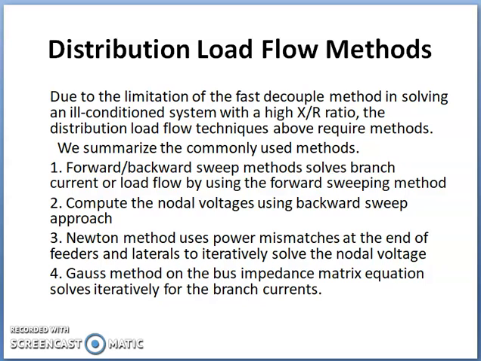The first one is the forward or backward sweep method. Basically, these methods solve the branch current or load flow by using the forward sweeping method, and compute the nodal voltages using the backward sweep approach. Then the Newton method uses the power mismatches at the end of the feeders and laterals to iteratively solve the nodal voltages. The Gauss method on the bus impedance matrix equation solves iteratively for the branch currents.